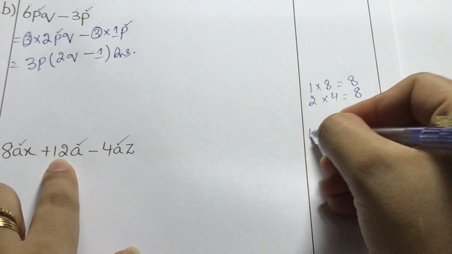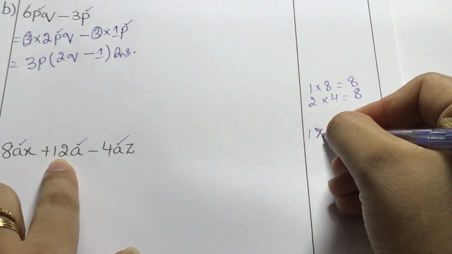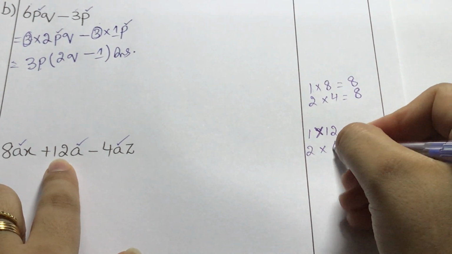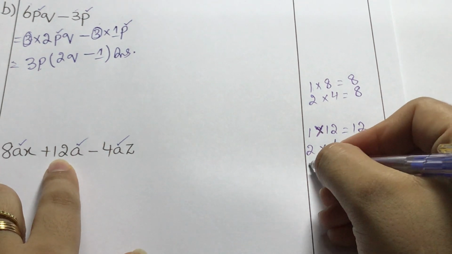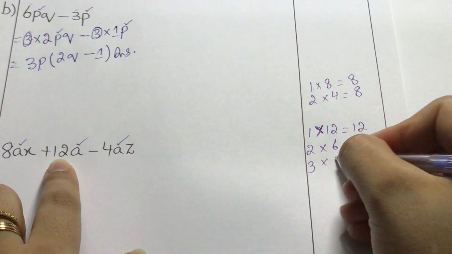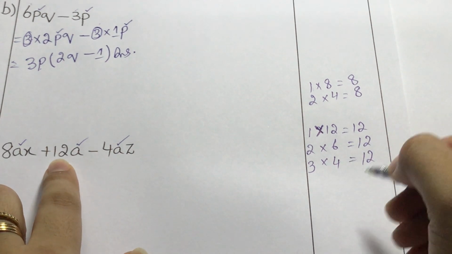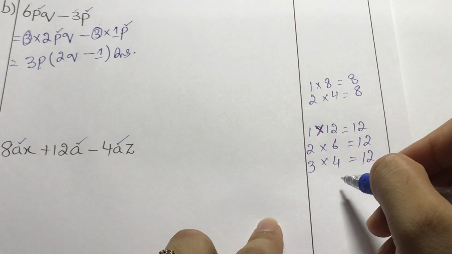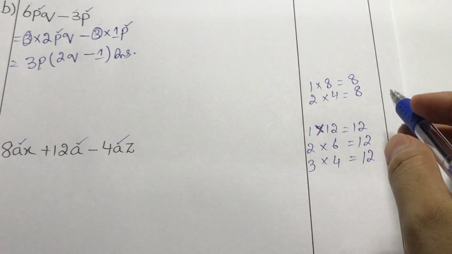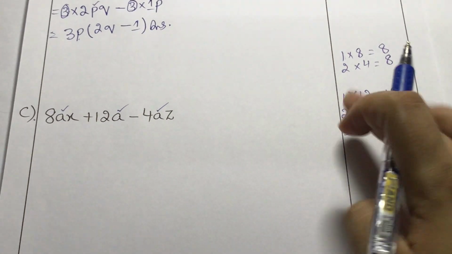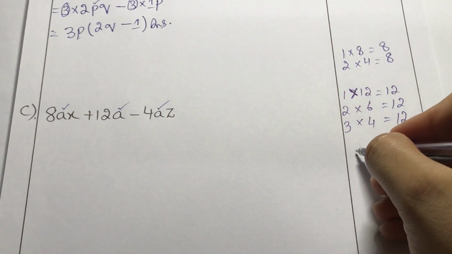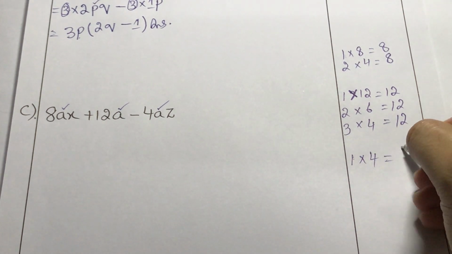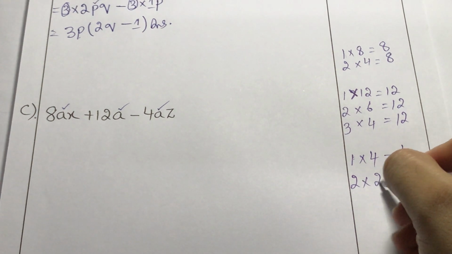The next one is 12. So factors of 12 will be 1, 12s are 12, 2, 6s are 12, 3, 4s are 12, right? And the next will be 4 3s are 12 and 6 2s are 12. It will be repeated factors. So we will write only these factors. And the last one is 4. 4's factors will be 1 4s are 4, 2 2s are 4.